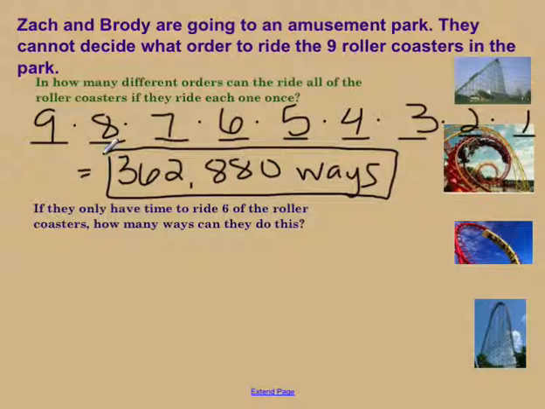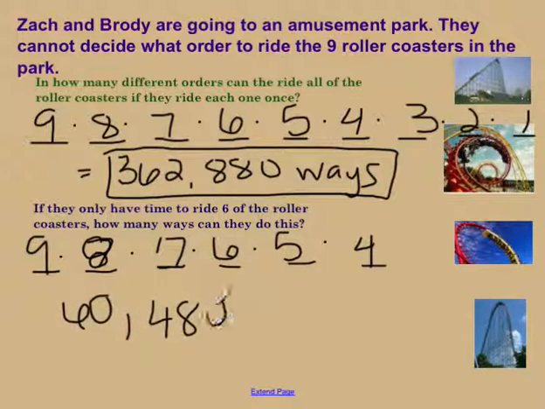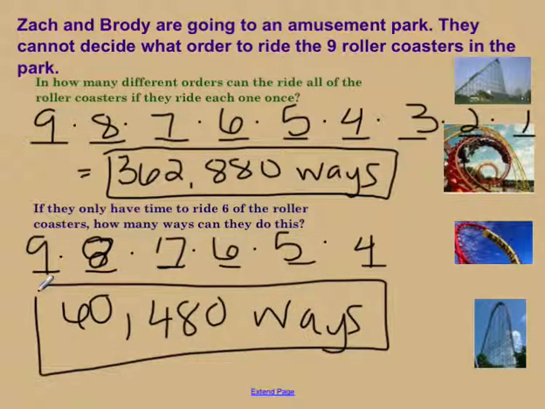Now let's say, for example, you only have time to ride 6. So now we only have time for 6 of our 9 roller coasters. When we start, though, we still have 9 choices, even though we're only riding 6. Then we have 8. Oops, I lost 8 in there. And we have 7, and then 6, and then 5, and then 4. So we don't have time for the last 3 of them. We're just going to do 9 times 8 times 7 times 6 times 5 times 4, and when you do that, you get 60,480 ways for that one.